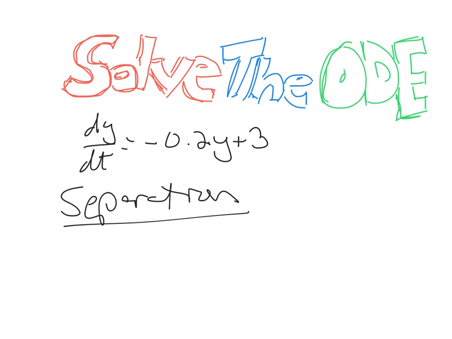purpose technique. It takes a little bit more work at times. But that technique is called undetermined coefficients. So let's go through separation just so that we're all on the same page here.